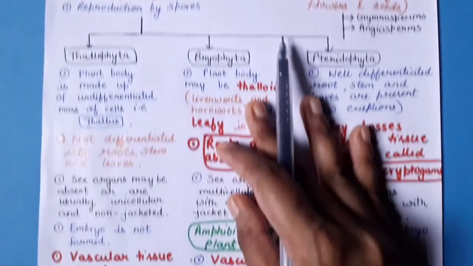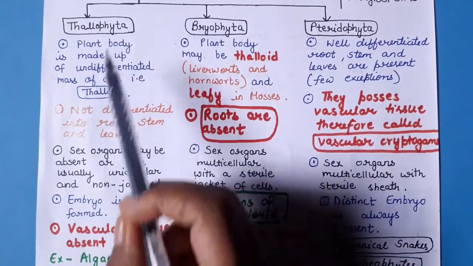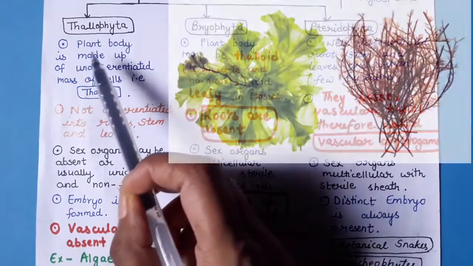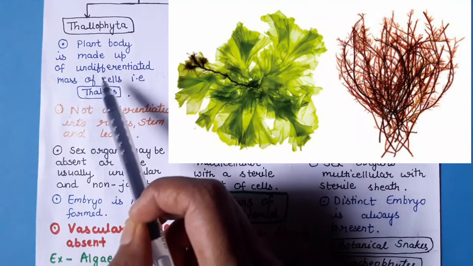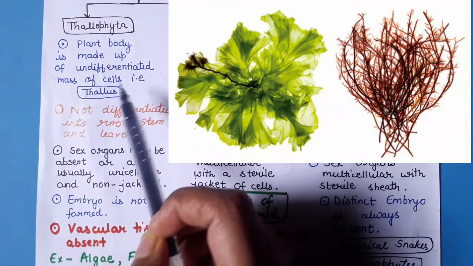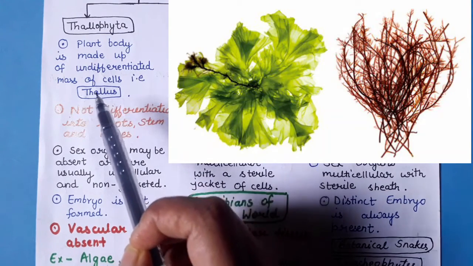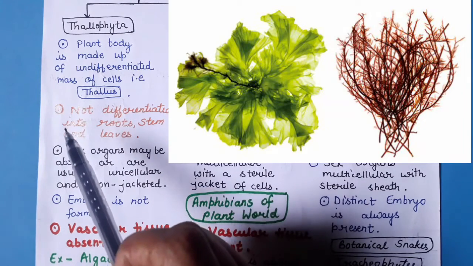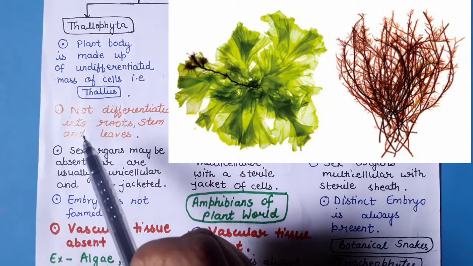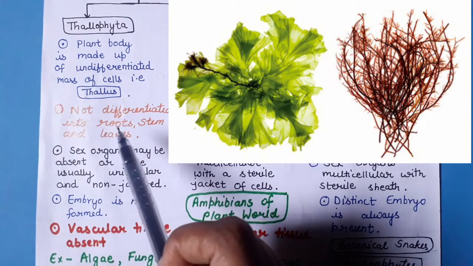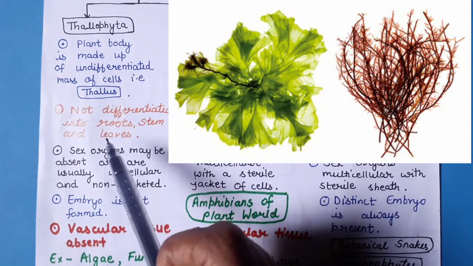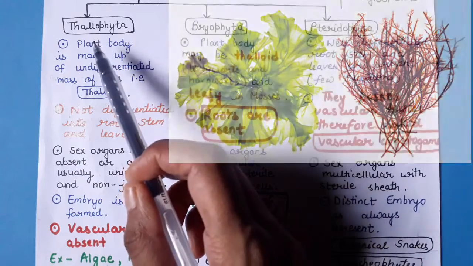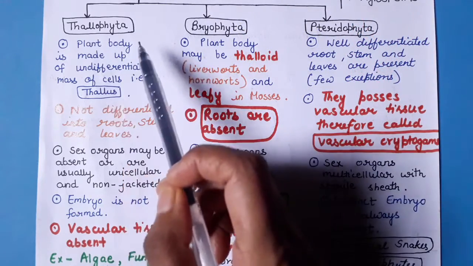Now coming to Thallophyta. In the case of Thallophyta, the plant body is made up of an undifferentiated mass of cells, that is called a thallus. A thallus does not have a well-defined shape, and it does not have root, stem or leaves. So, the plant body is not differentiated into root, stem and leaves. That's why this category is called Thallophyta.